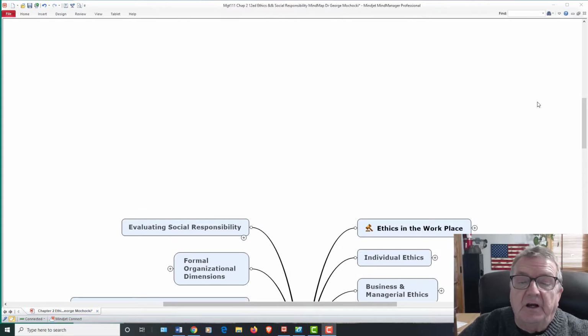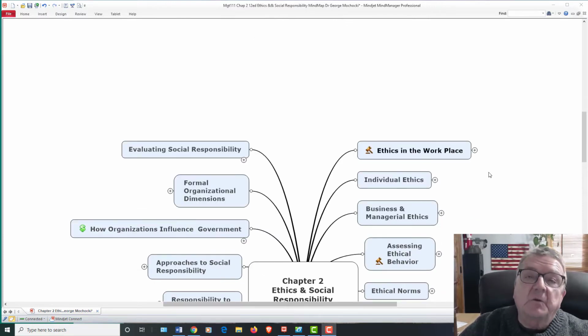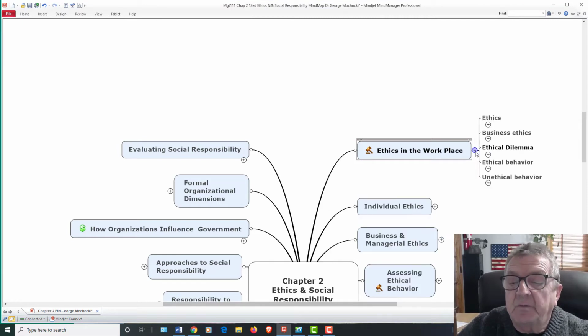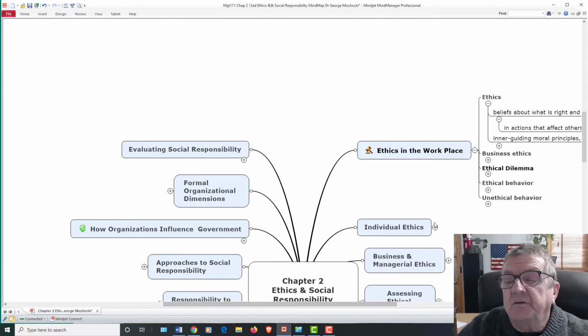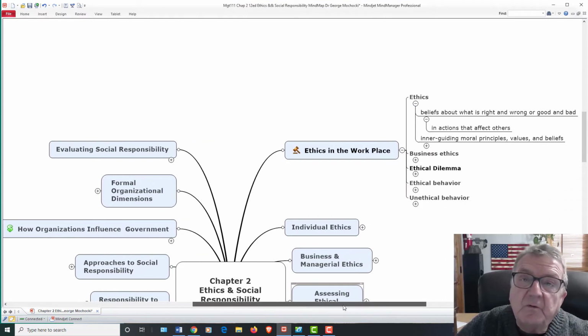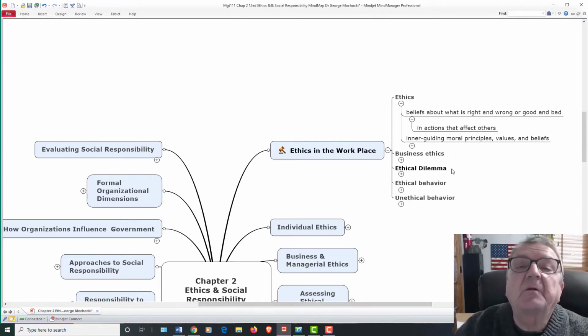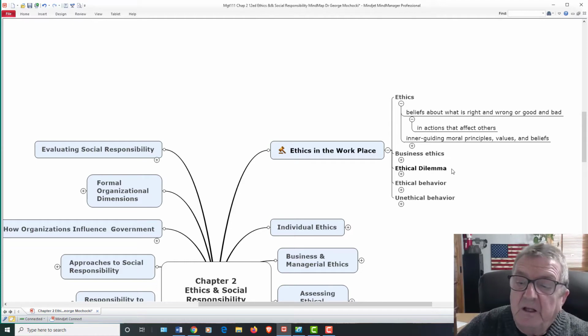Okay, so we're going to talk about ethics and social responsibility. All right, so let's break it down. Ethics in the workplace. First of all, what is ethics? All right, so let's go. You have my concept maps. Open them up. You click on here. Gives you the first thing of ethics. And remember, I'm going to go through this real quickly. We'll expand this more inside the classroom.